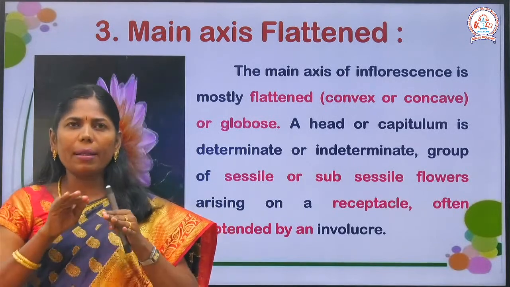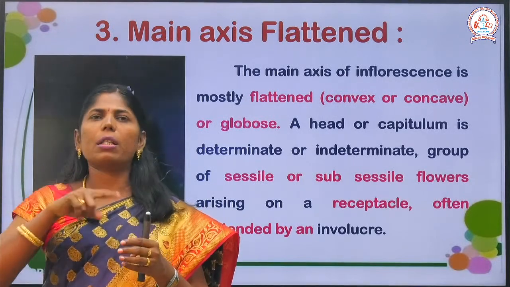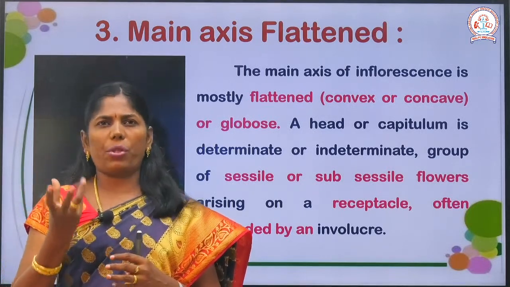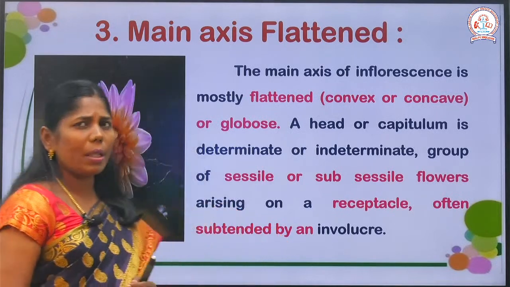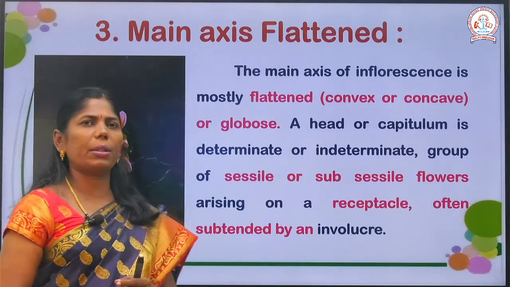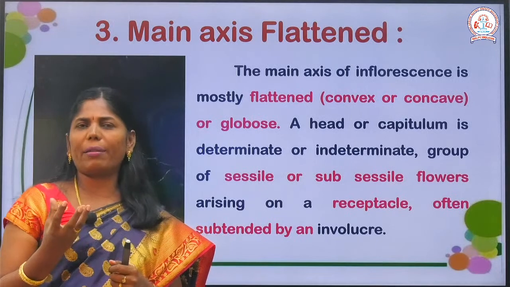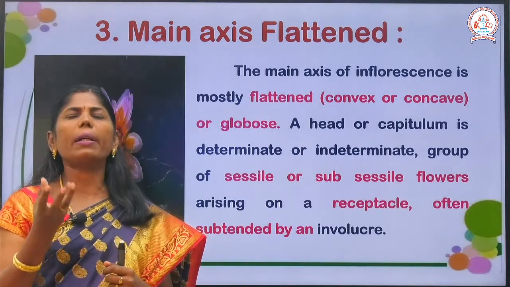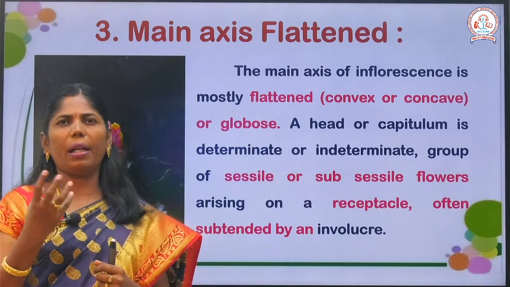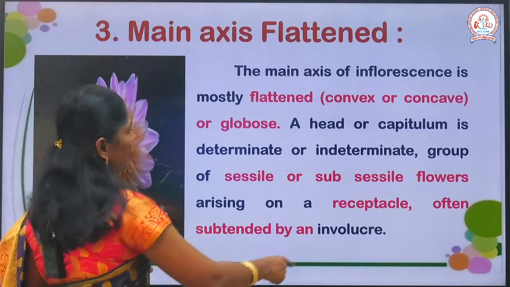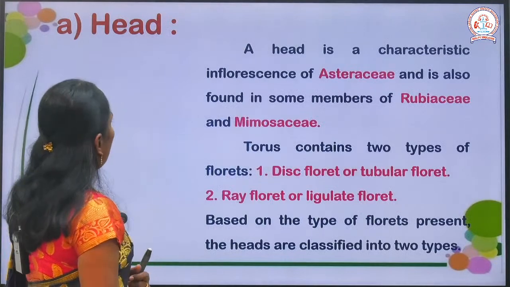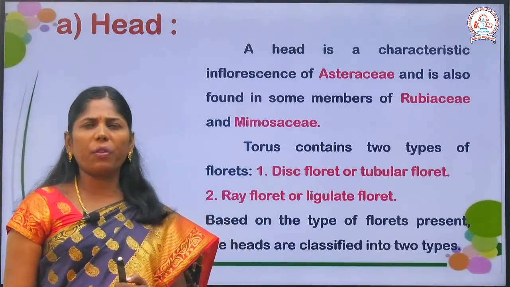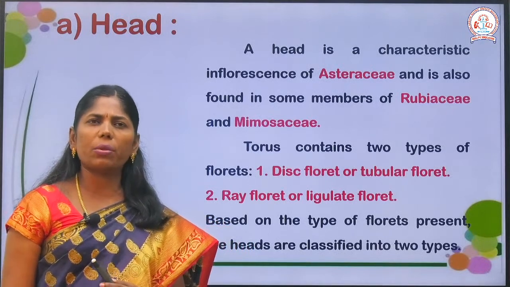The flattened structure may be convex or concave, or globose, that is, spherical in shape. That is a head or capitulum, which is determinate. A head looks like Tridax procumbens. Tridax procumbens belongs to that category. That is a head inflorescence. Most of the Asteraceae family, such as sunflower and Tridax, belong to this category.